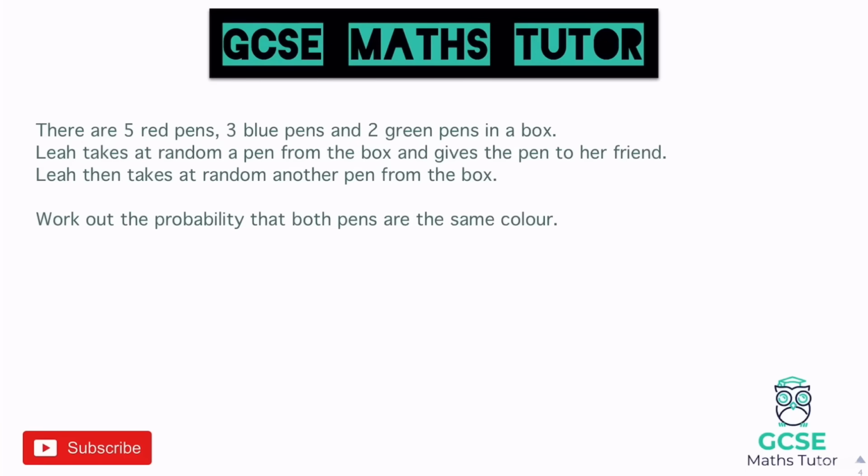Okay, and on some probability here, it says there are 5 red pens, 3 blue pens and 2 green pens in a box. Leah takes at random a pen from the box and gives the pen to a friend. Leah then takes at random another pen from the box. Work out the probability that both pens are the same colour.